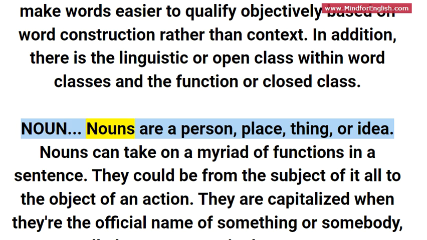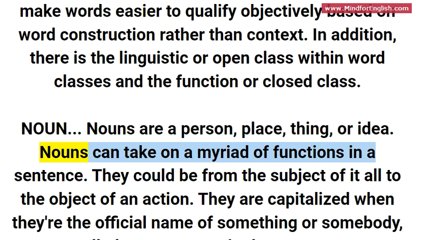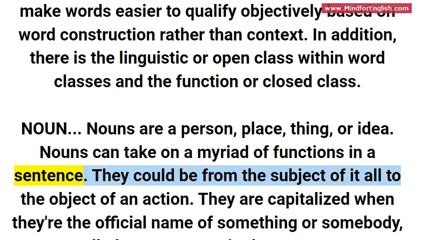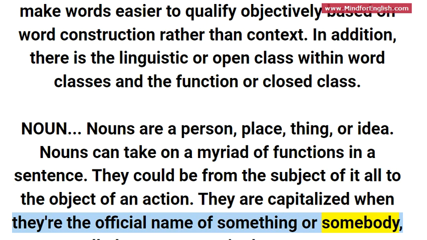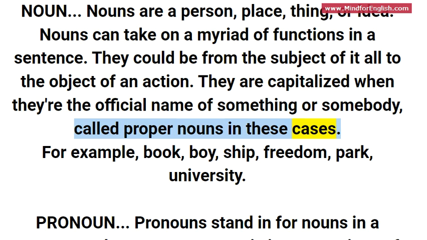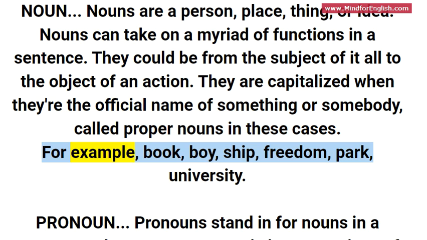Noun. Nouns are a person, place, thing, or idea. Nouns can take on a myriad of functions in a sentence. They could be from the subject of it all to the object of an action. They are capitalized when they're the official name of something or somebody, called proper nouns in these cases. For example, book, boy, ship, freedom, park, university.